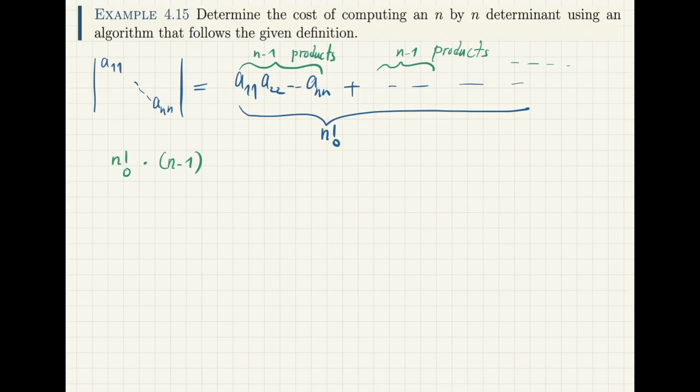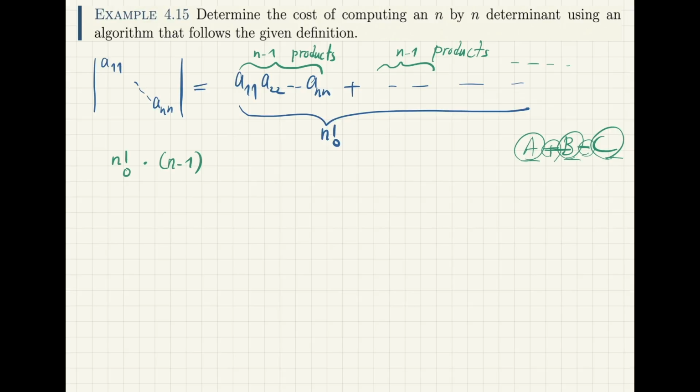Okay? And then I need some additions or subtractions at the end. How many of them? I have n factorial terms here. So the number of additions and subtractions in total is 1 less than this one. Yes, for example, if you want to add 3 numbers, something like this, the number of summands is 1 more than the number of operations. Here I have 3 summands, but the number of operations involved is just 2.